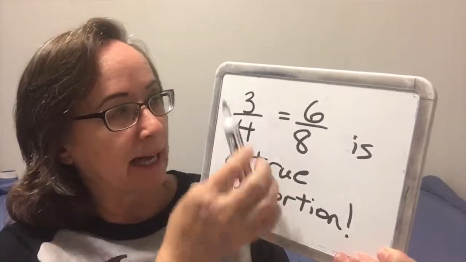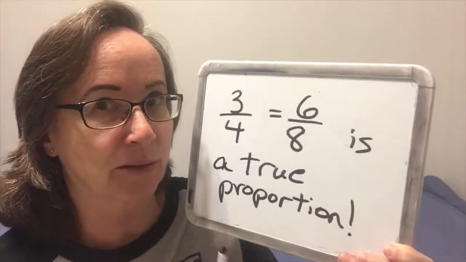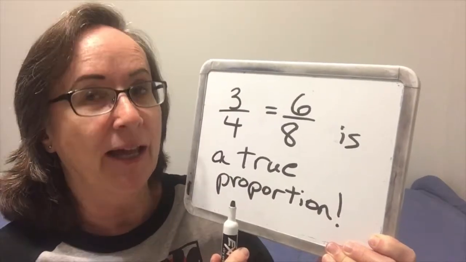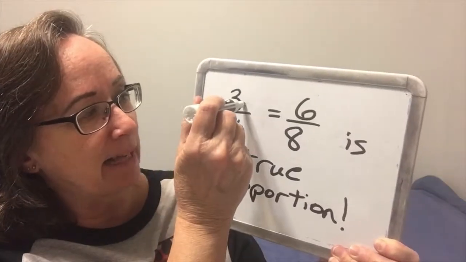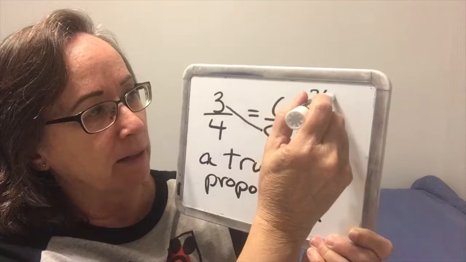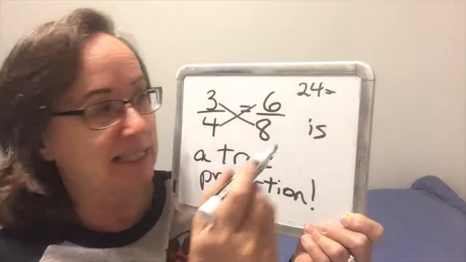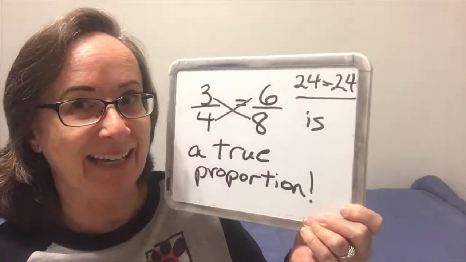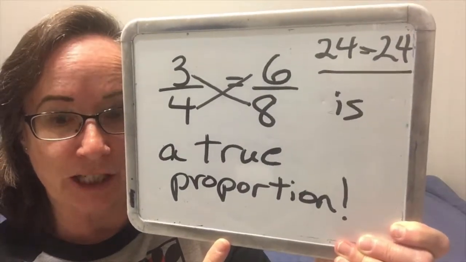Across an equal sign, I have a fraction equal to a fraction. This cool trick always works. If the proportion is true, then the cross products will be equal. So what I do is I take the 3 times the 8, and 3 times 8 is 24. And then I take the 6 times the 4, and 6 times 4 is 24. If the cross products are equal, then my proportion is a true proportion.